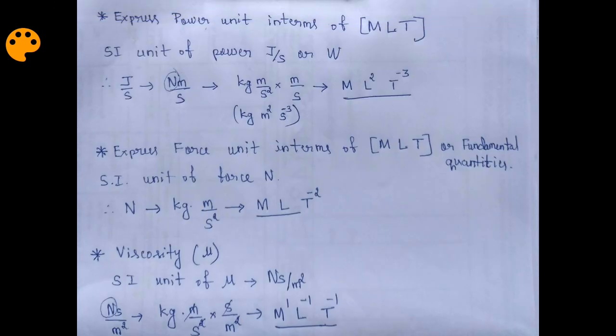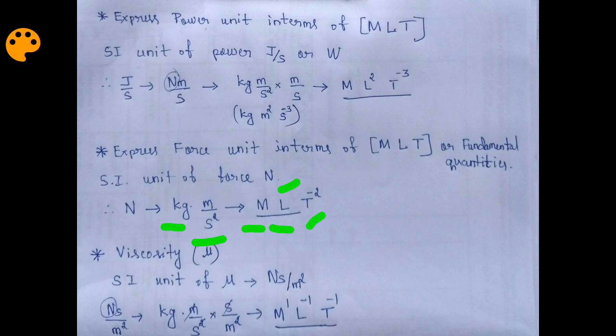Similarly, let me take another example: express force in terms of MLT or fundamental quantities. The SI unit of force, as we discussed, is Newton. Force is mass into acceleration. For mass we can write kg, and for acceleration meter per second square. In terms of MLT, for kg it will be M raised to 1, for meter it will be L raised to 1, and for second square it will be T raised to minus 2.